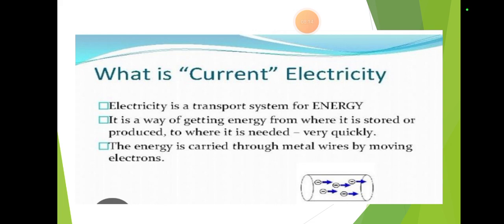The energy is carried through metal wires by moving electrons. If the metal wires are left as they are, the current will pass, because it flows. If we touch the current, of course we'll get damaged, we will get a shock, and we can die because of that.